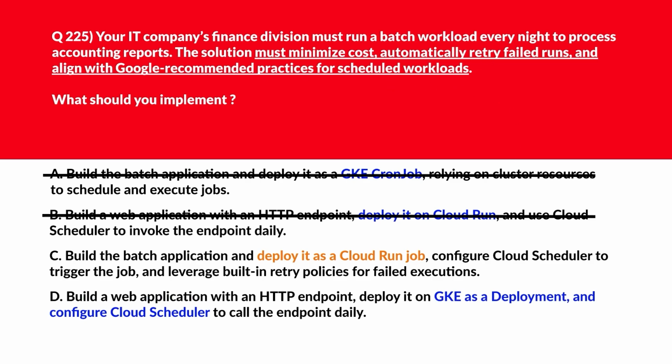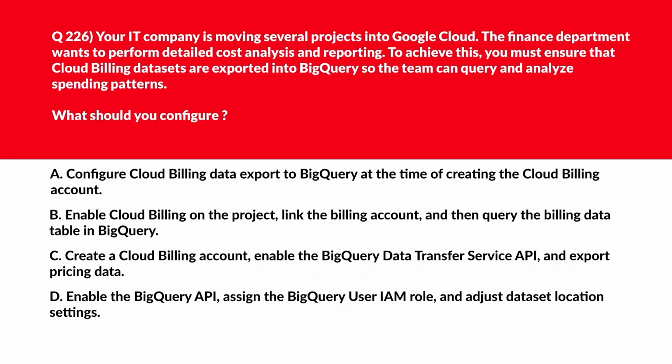Let's keep option C. Now option D, Google Kubernetes Engine deployment with scheduler introduces unnecessary cluster overhead, lacks native retry for batch jobs, and increases maintenance effort. Let's remove it. We'll lock option C as the right answer.